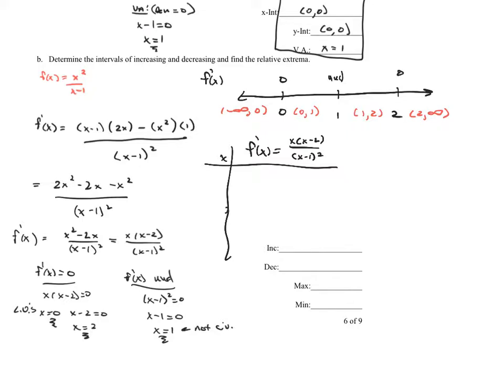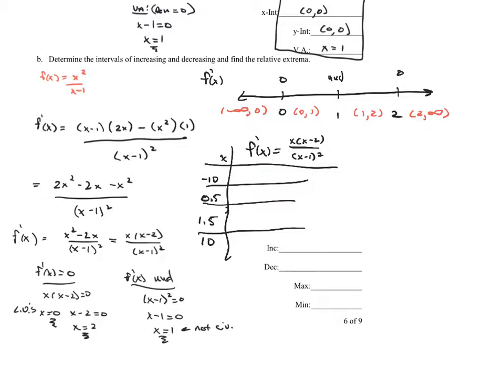Let's just check some numbers. How about negative 10? How about 0.5 for the second interval, 1.5 for the third interval, and, I don't know, 10 for the fourth interval. It truly doesn't matter what numbers you pick as long as they are in those intervals. And I'm going to think about the sign.